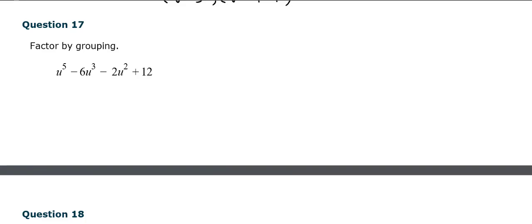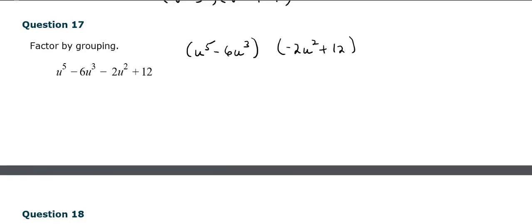Factor by grouping u to the fifth minus 6u to the third minus 2u squared plus 12. So again, we would know to factor by grouping because we have 4 terms. So we'll group the first two together, u to the fifth minus 6u cubed. And the second group together, negative 2u squared plus 12.